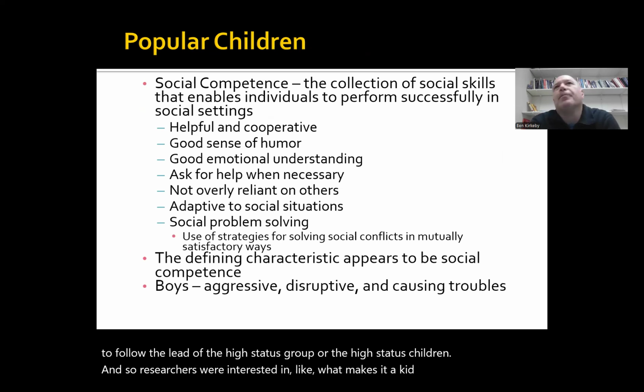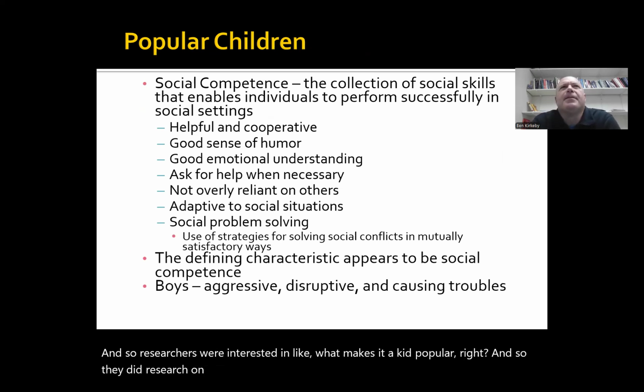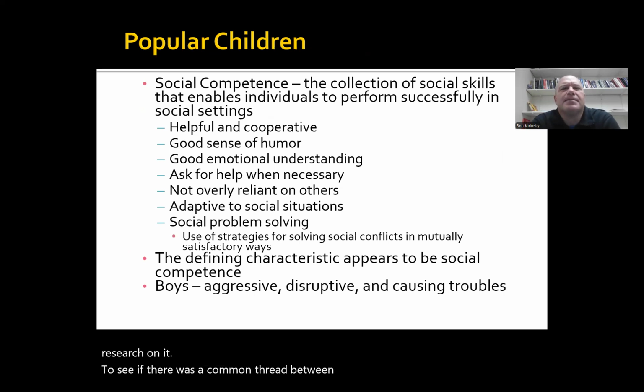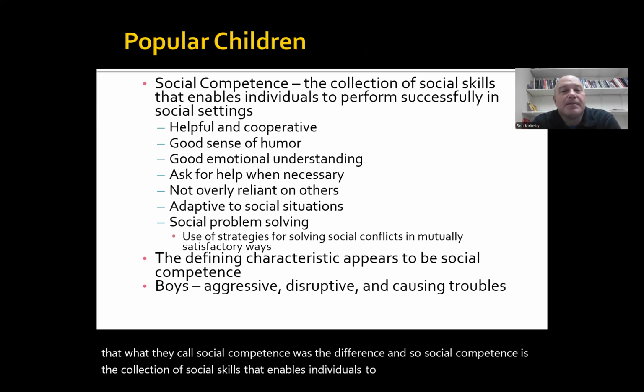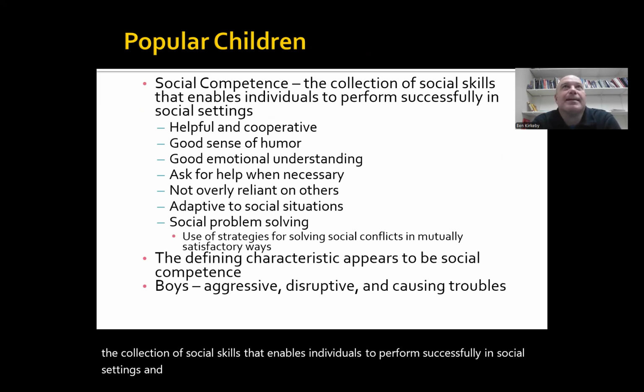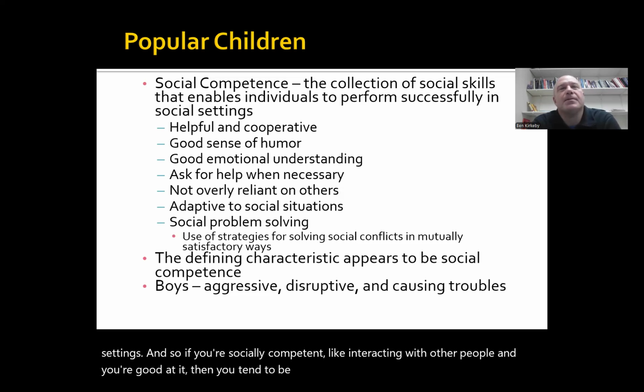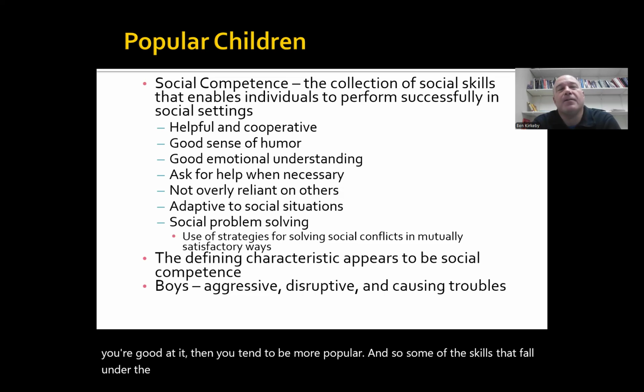They did research on it to see if there was a common thread between all the popular kids. And they did find that what they call social competence was the difference. Social competence is the collection of social skills that enables individuals to perform successfully in social settings. So if you're socially competent, like interacting with other people and you're good at it, then you tend to be more popular. Some of the skills that fall under the term social competence involve being helpful and cooperative.